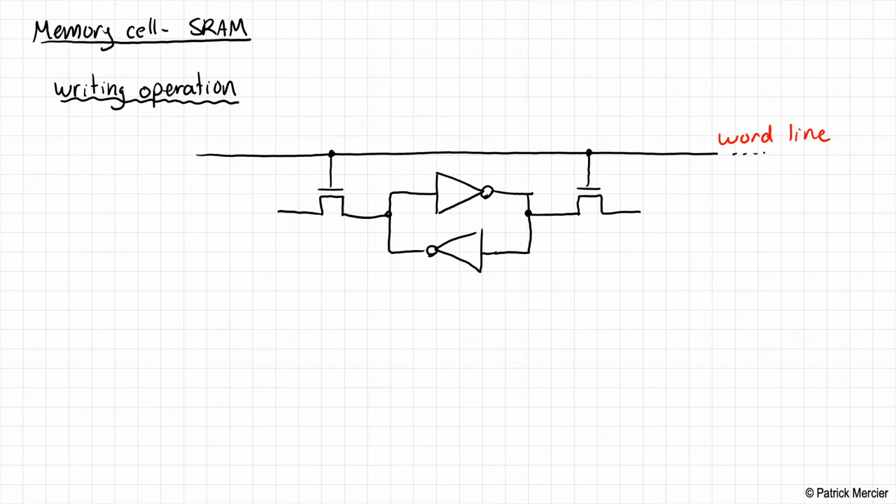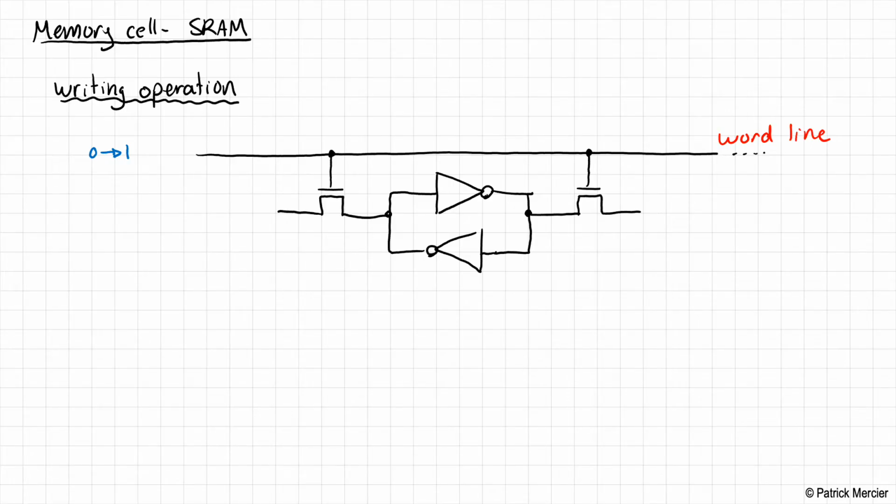All right. So when we assert the word line, when we send it from logic 0 to logic 1, what we're doing is we are turning on these access transistors. Okay, so that is allowing us to see inside what's happening within this cell here.